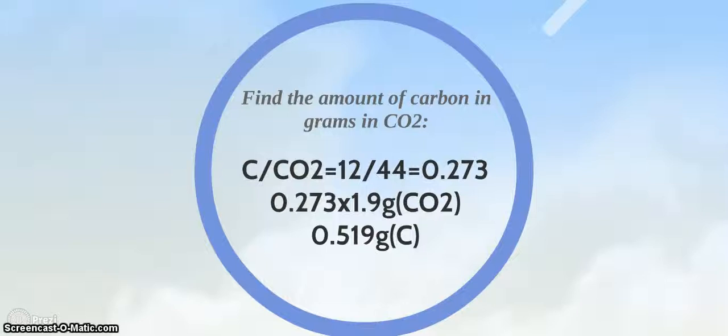We begin by finding the grams of carbon by using percent composition to find out how much of CO2 is carbon. We find that about 27.3% of CO2 is carbon. Now we simply multiply that by 1.9 grams, our grams of CO2, to find how much carbon we have. We end up with 0.519 grams of carbon.